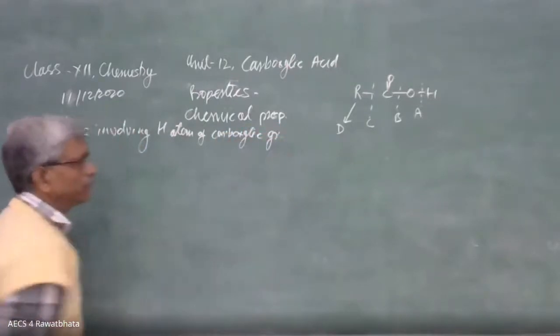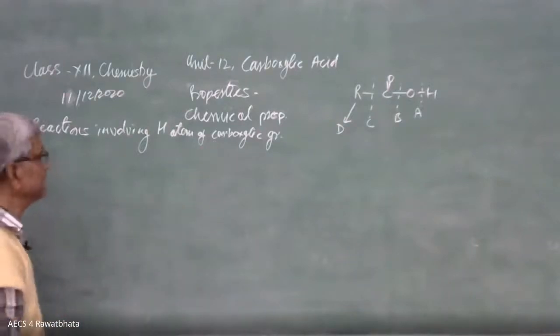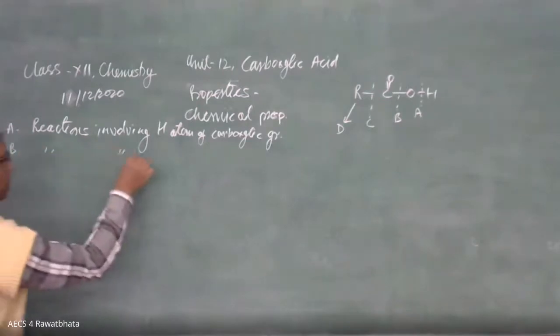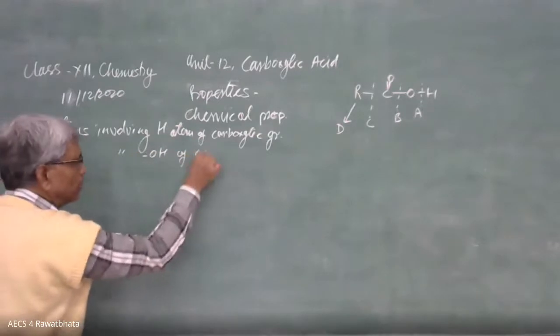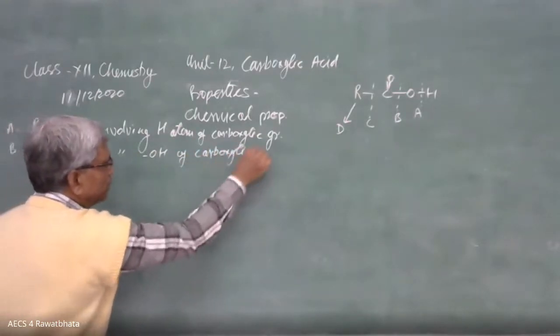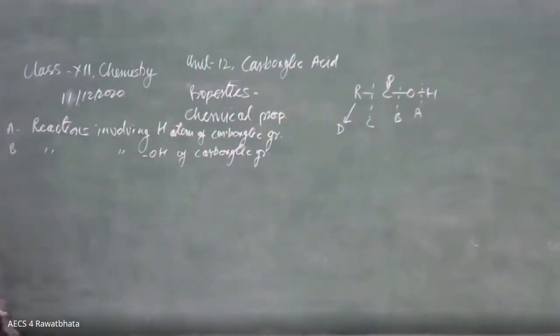This is the one type of reaction, that is the A type, where only hydrogen participates. B type of reactions involving OH of carboxylic group. This is the second type of reaction. Not so many reactions, only limited reactions are there.